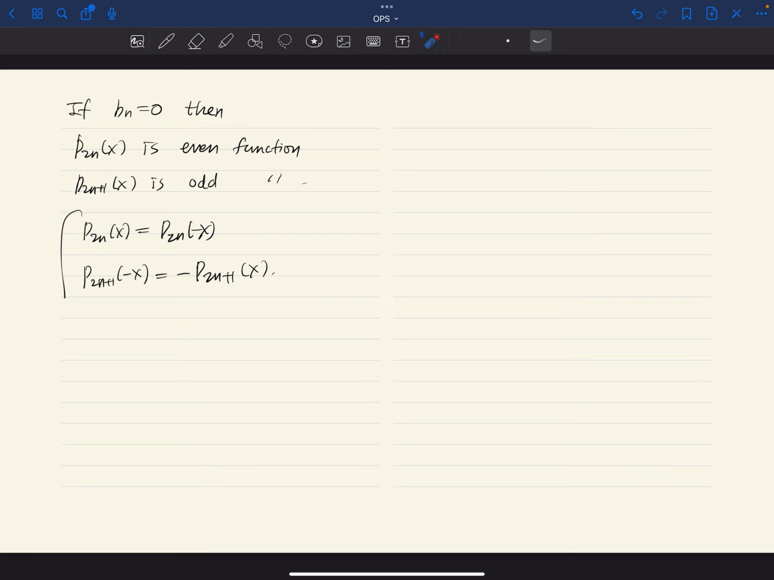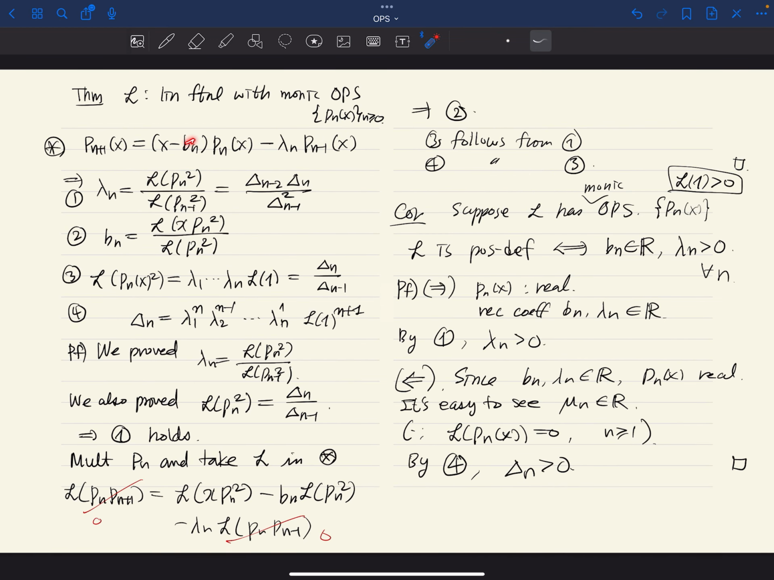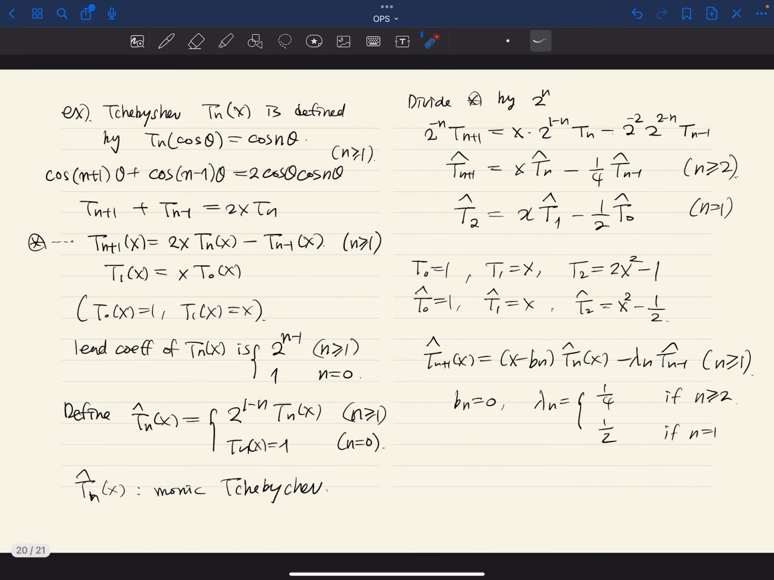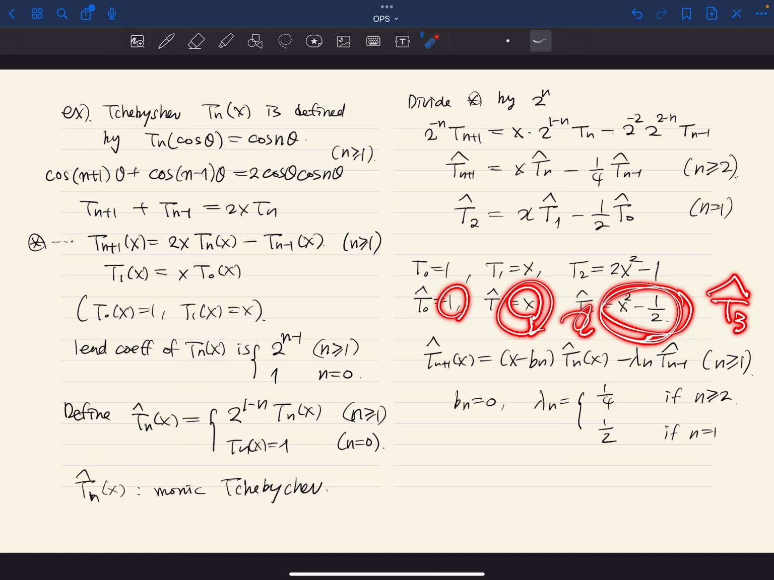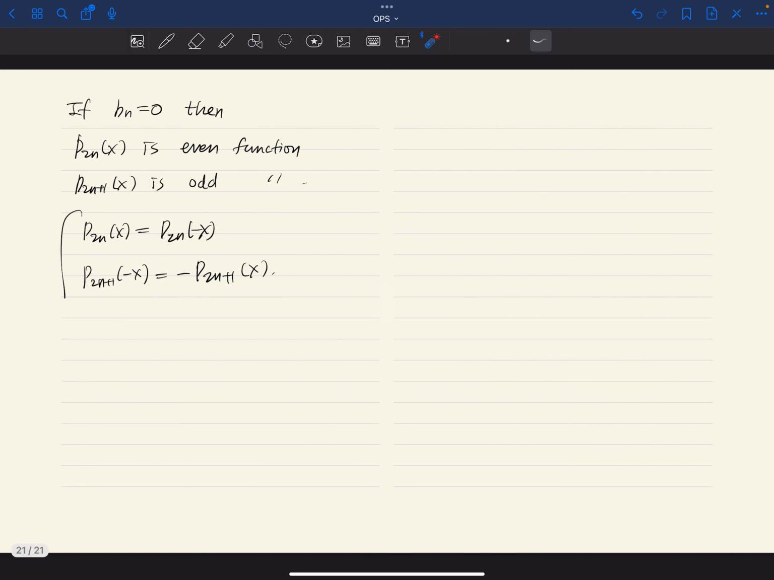And this can be easily seen because if this disappears, then x always comes in pairs. Like here, this is even, odd, even. But if you want to compute t3, then you multiply by x here, so it'll be odd. And you get the previous one, this is odd, so it's going to be odd. So even and odd alternate. So you always have even polynomials or odd polynomials if bn equals 0. Okay?